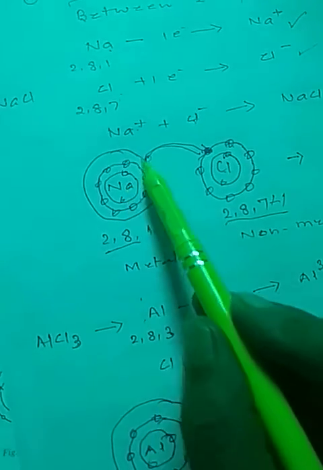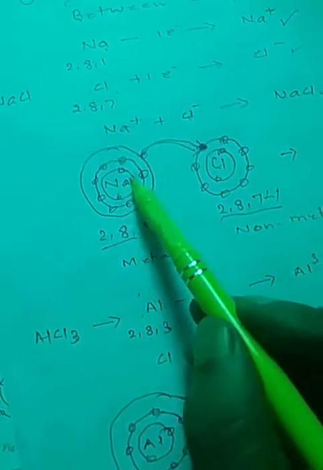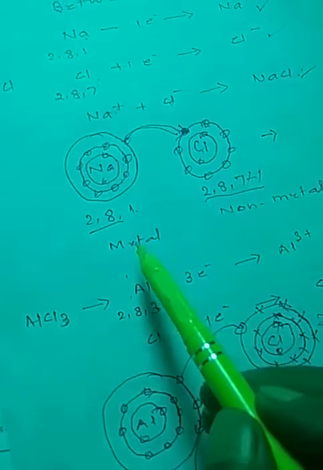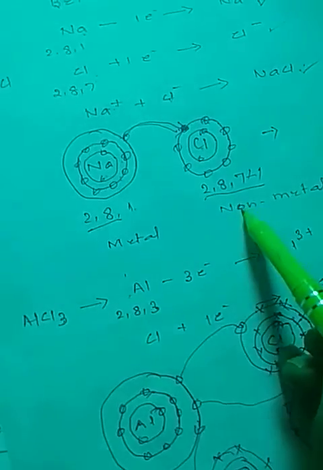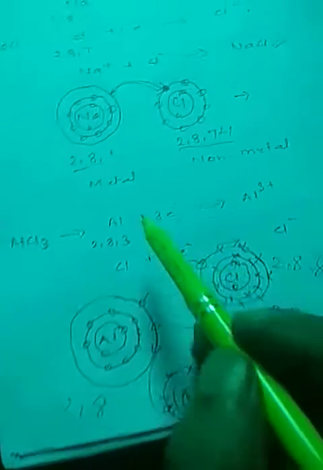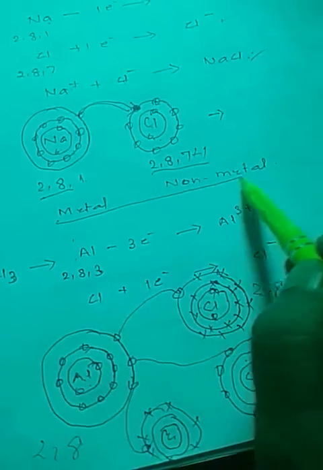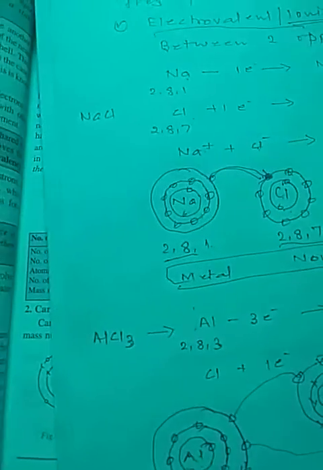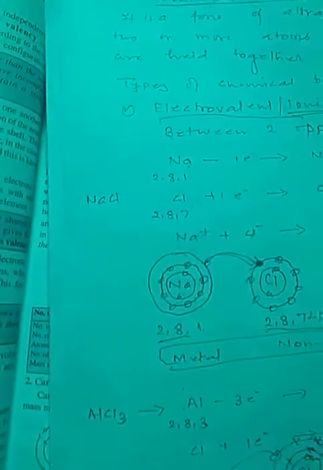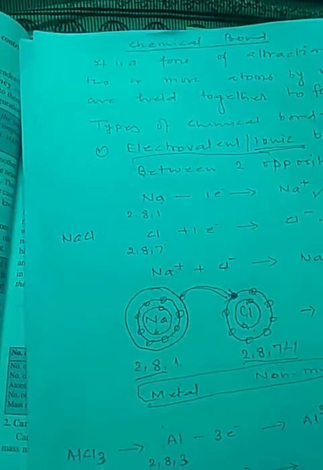So what we know is, one is the loser or donor of the electron, and another one is the acceptor of the electron. Here the metal is the donor and the non-metal is the acceptor. Here also aluminium is a metal and chlorine is a non-metal. So this bond is formed between metals and non-metals. These are the examples of electrovalent bonds.